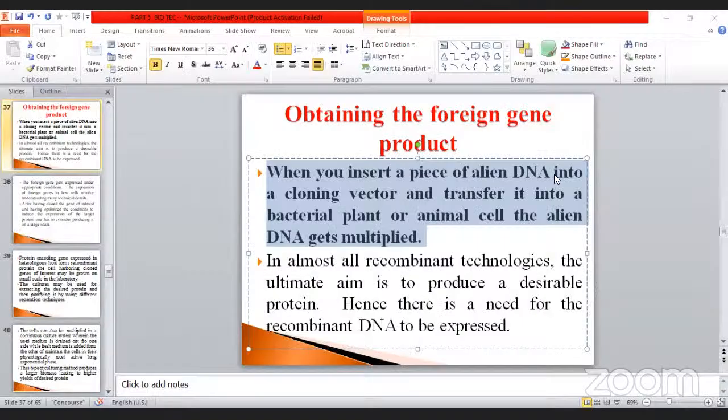When you are inserting a piece of alien DNA into the cloning vector and transferring it into the bacterial, plant or animal cell, the alien DNA gets multiplied. Already we saw these things, isn't it? So no need to worry. See here. Already we saw it so many times. See, again, I will tell you.